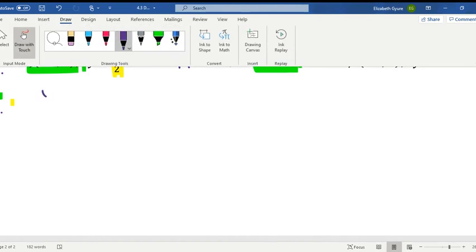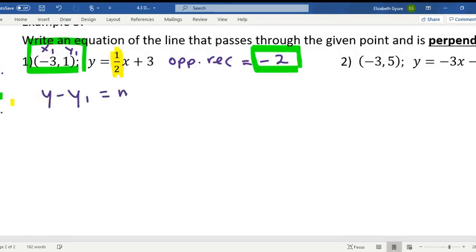So remember, your point slope is y minus y1 equals m times x minus x1. So we're going to do y minus 1. What's our y1? Or I'm sorry, y minus y1. What is our y1? 1. So y minus 1 equals m. What's our new m that we're using? Negative 2 times x minus x1, which is negative 3. Good. What should we do with our double negative? Change it to a positive. Good. And then what is our next step in this? Olivia?